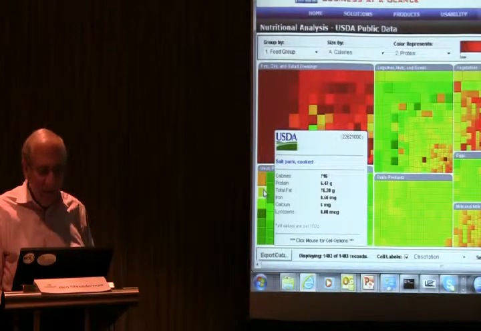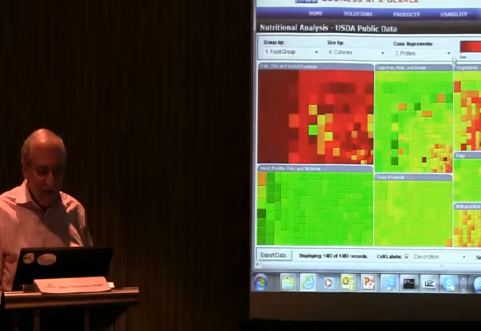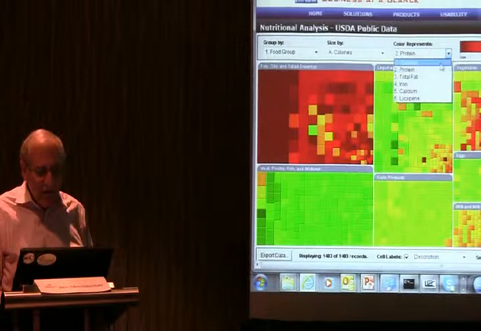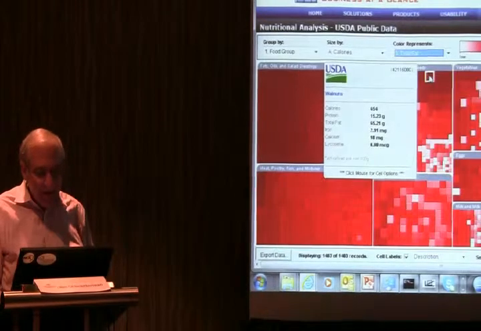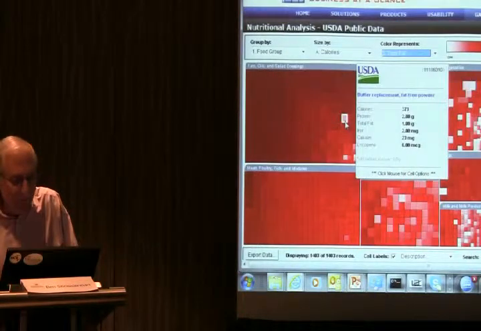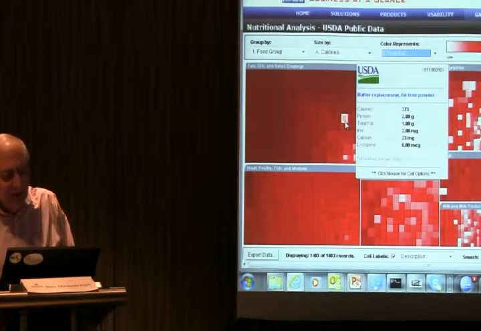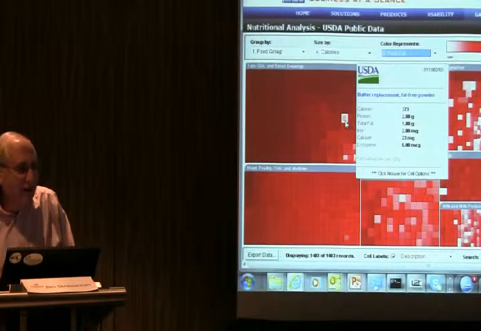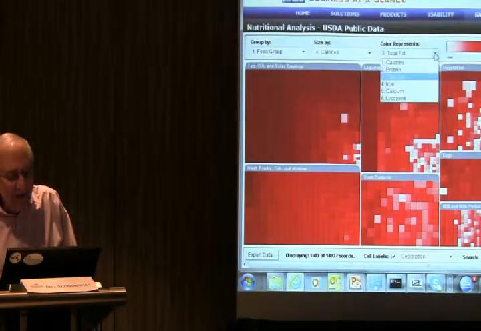Okay? And so you could also change this so the color might represent total fat. Then we can see the fat content. And all these are lots of fat, but there's a low-fat butter replacement, fat-free powder. Okay? You see how these things stand out so easily?